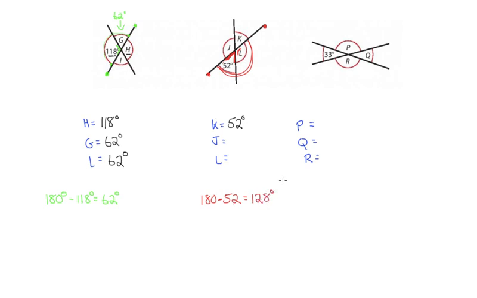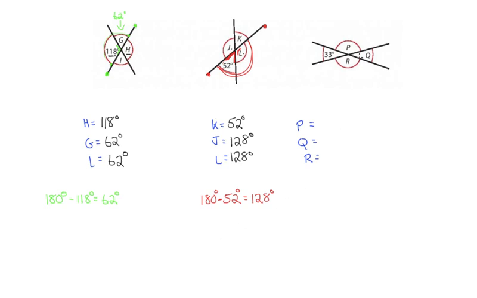Sometimes doing this mental math this early in the morning, I'm not great at. So we just figured out that L is 128 degrees. And now L is opposite J, and opposite angles are equal, so J must also be 128 degrees.